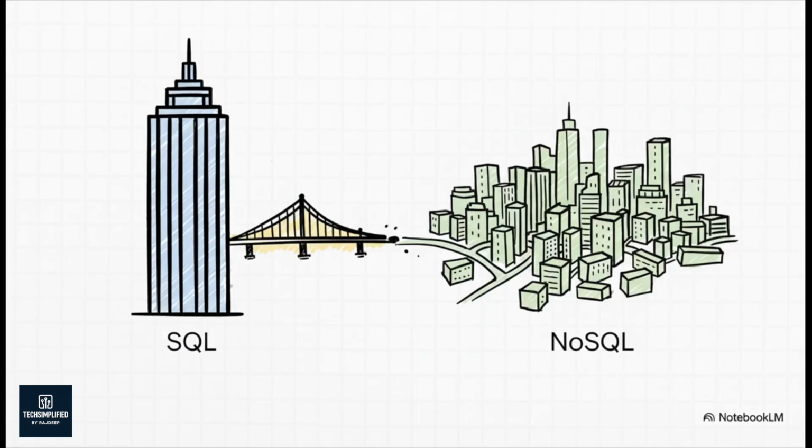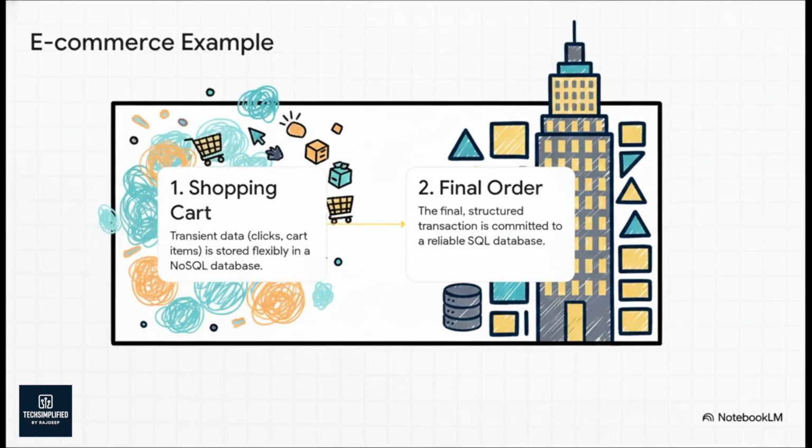Okay, but here's the real secret. The one thing those Versus articles never really tell you. The most sophisticated, powerful applications out there, they don't choose. They use both. And there's no better example than an e-commerce website. Think about it. All that browsing, clicking, adding, and removing items from your cart, that's messy, temporary data. It's perfect for a super fast, flexible NoSQL database. But the second you hit that Confirm Purchase button, whoosh, that final critical order information gets sent over to a rock-solid, ACID-compliant SQL database for billing and shipping. You get the best of both worlds.